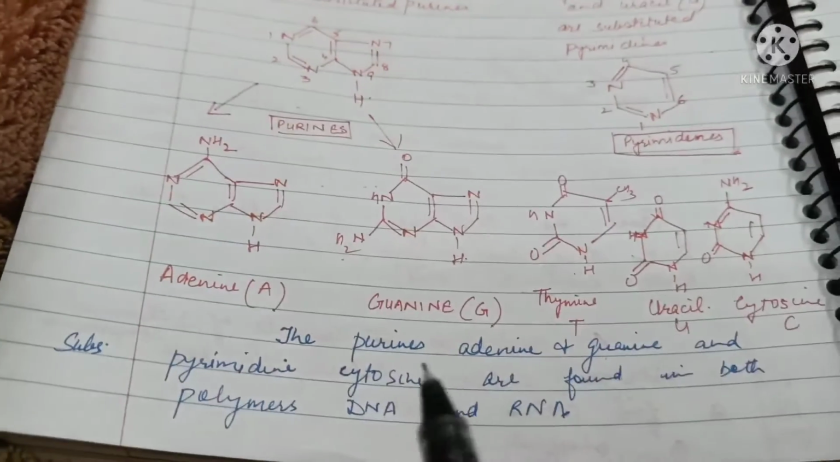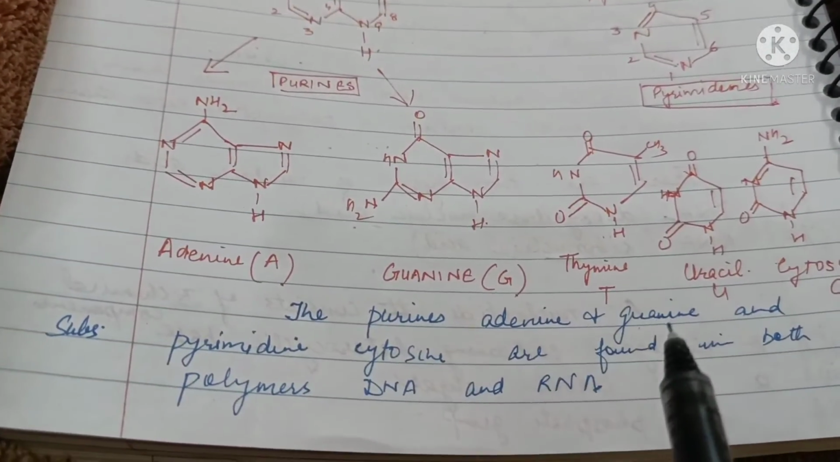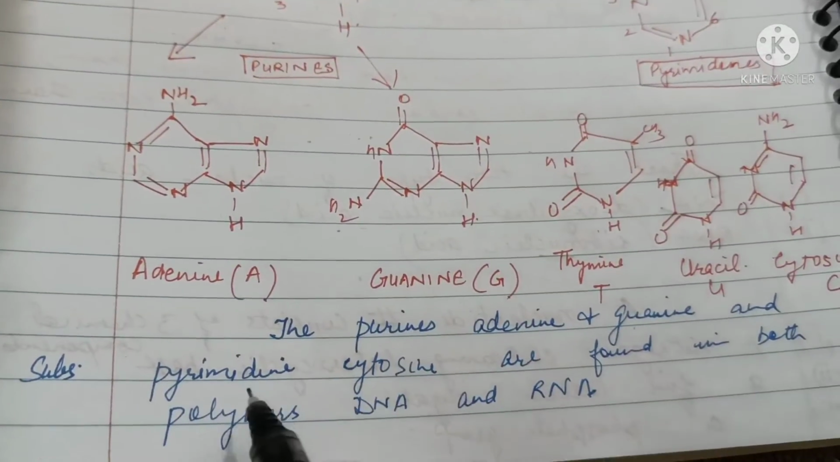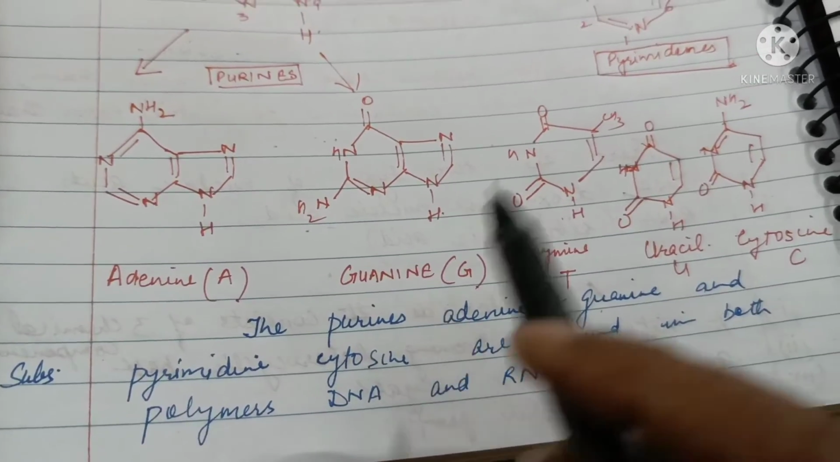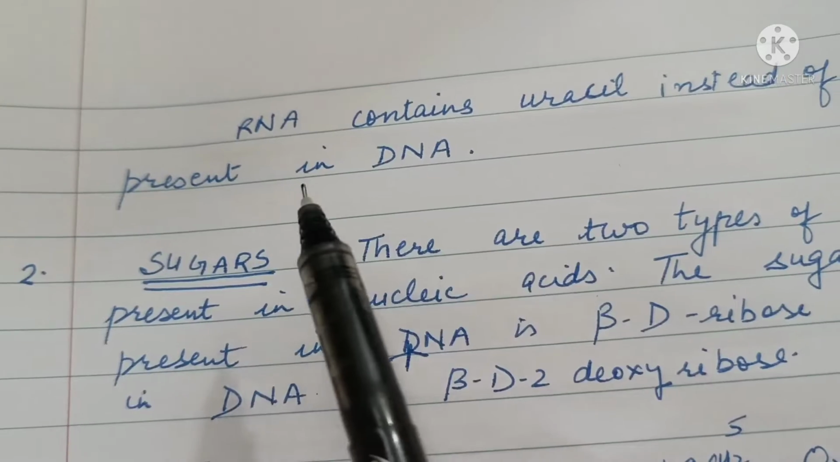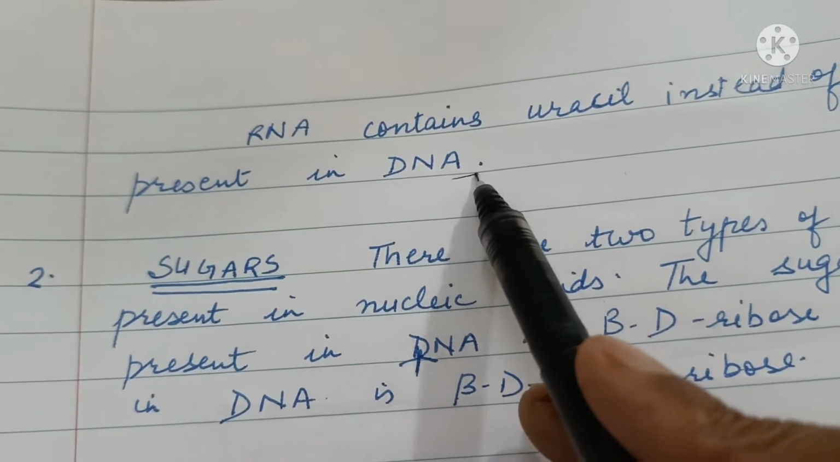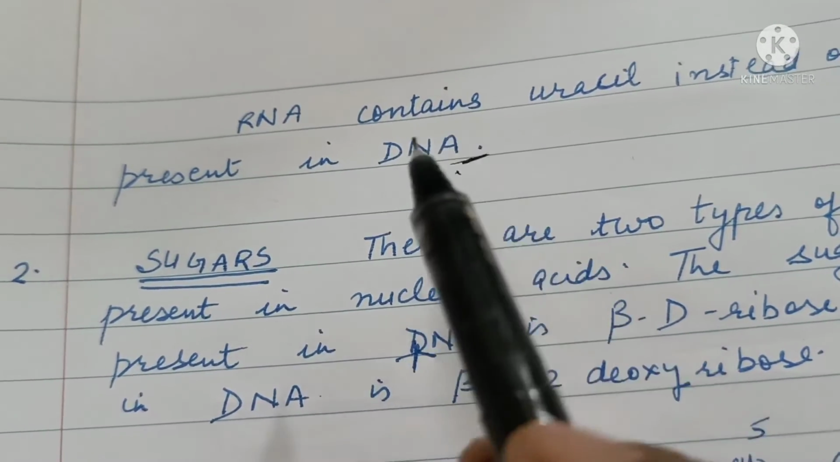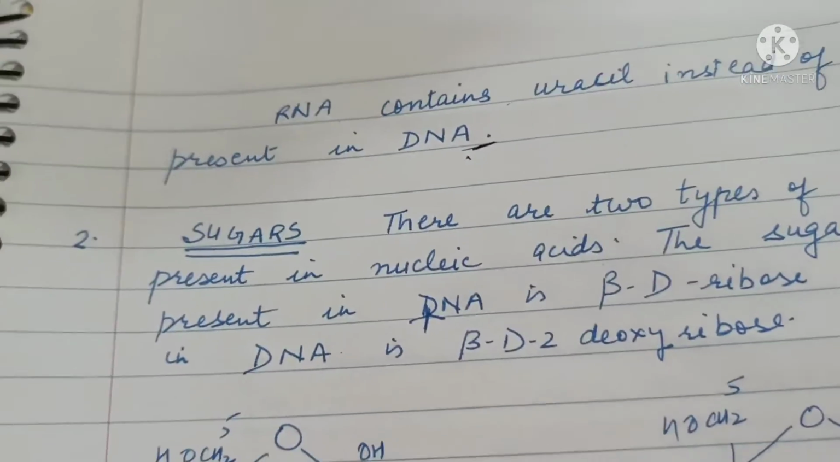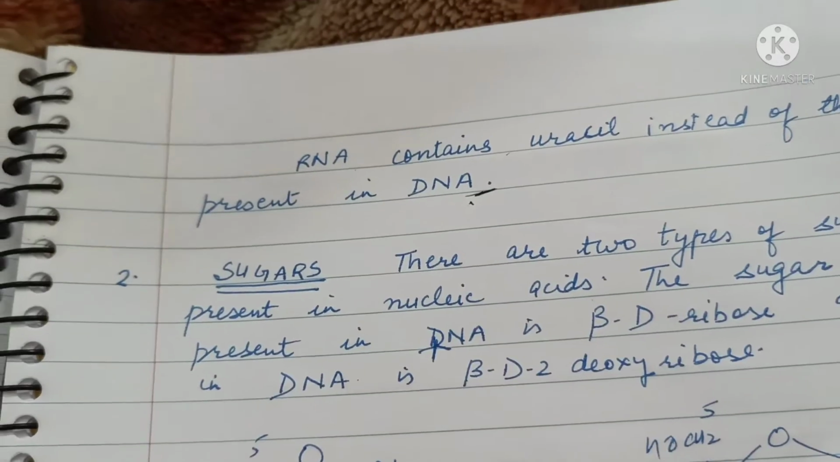The purines, adenine and guanine, and the substituted pyrimidine, cytosine, are present in both DNA and RNA. When thymine is present in DNA, uracil will be present in RNA. So these are nitrogenous bases.